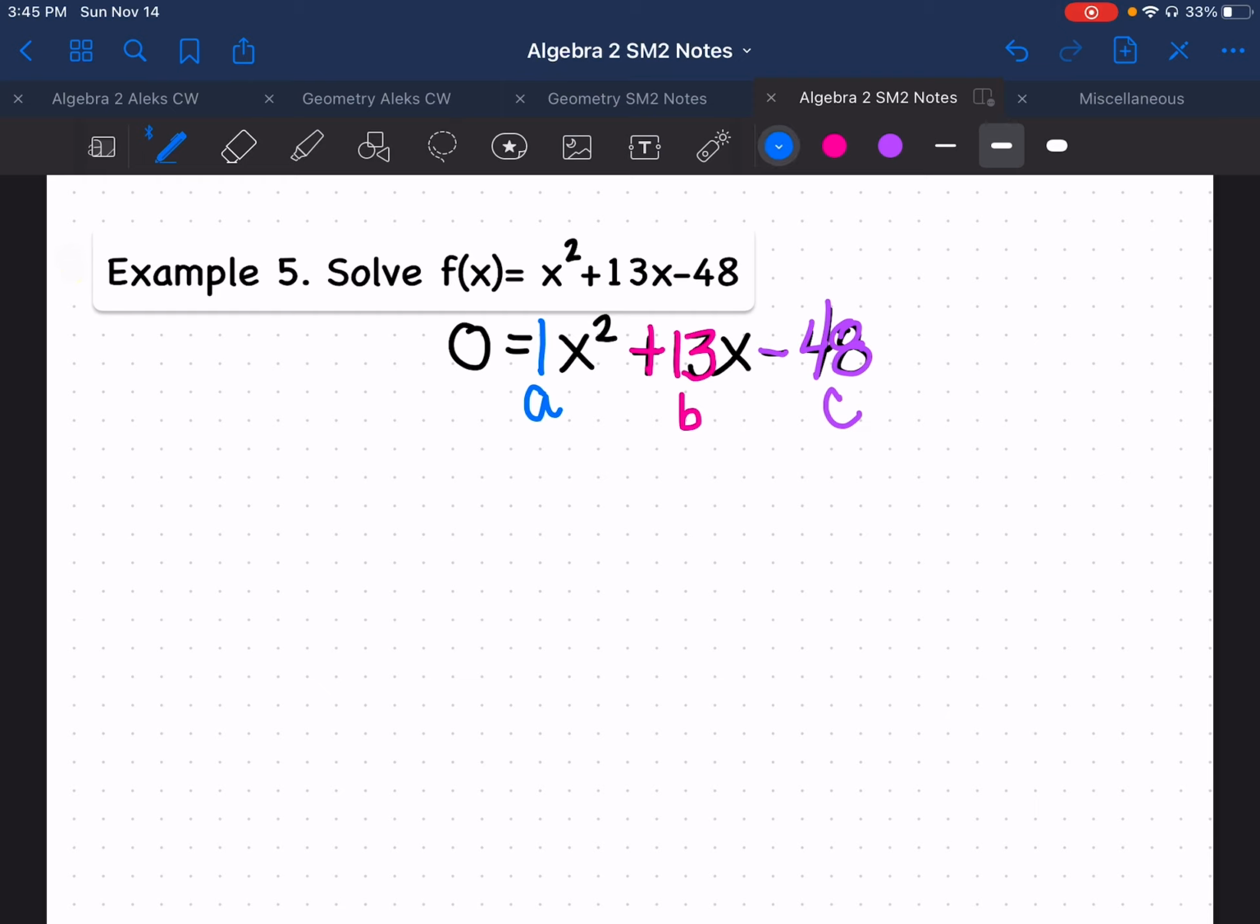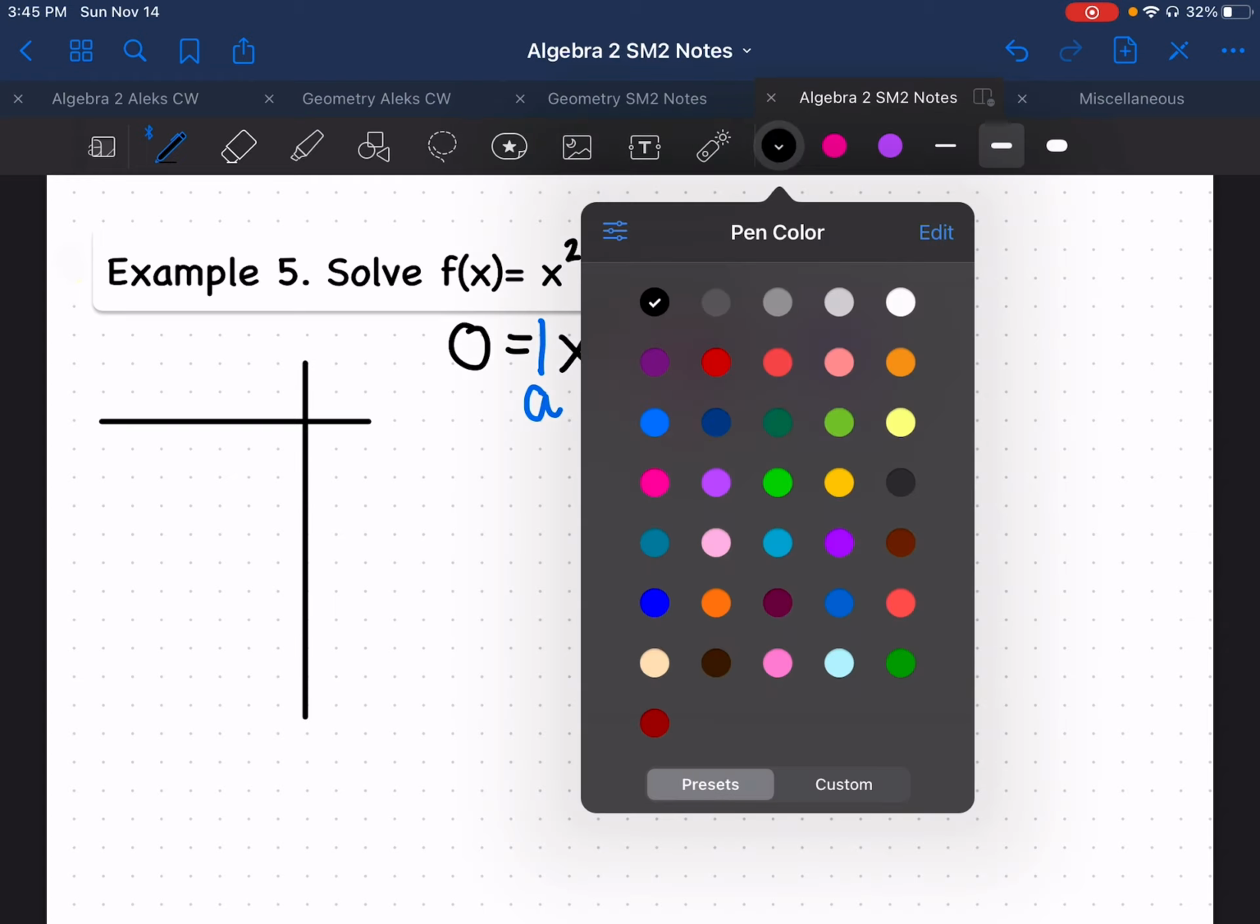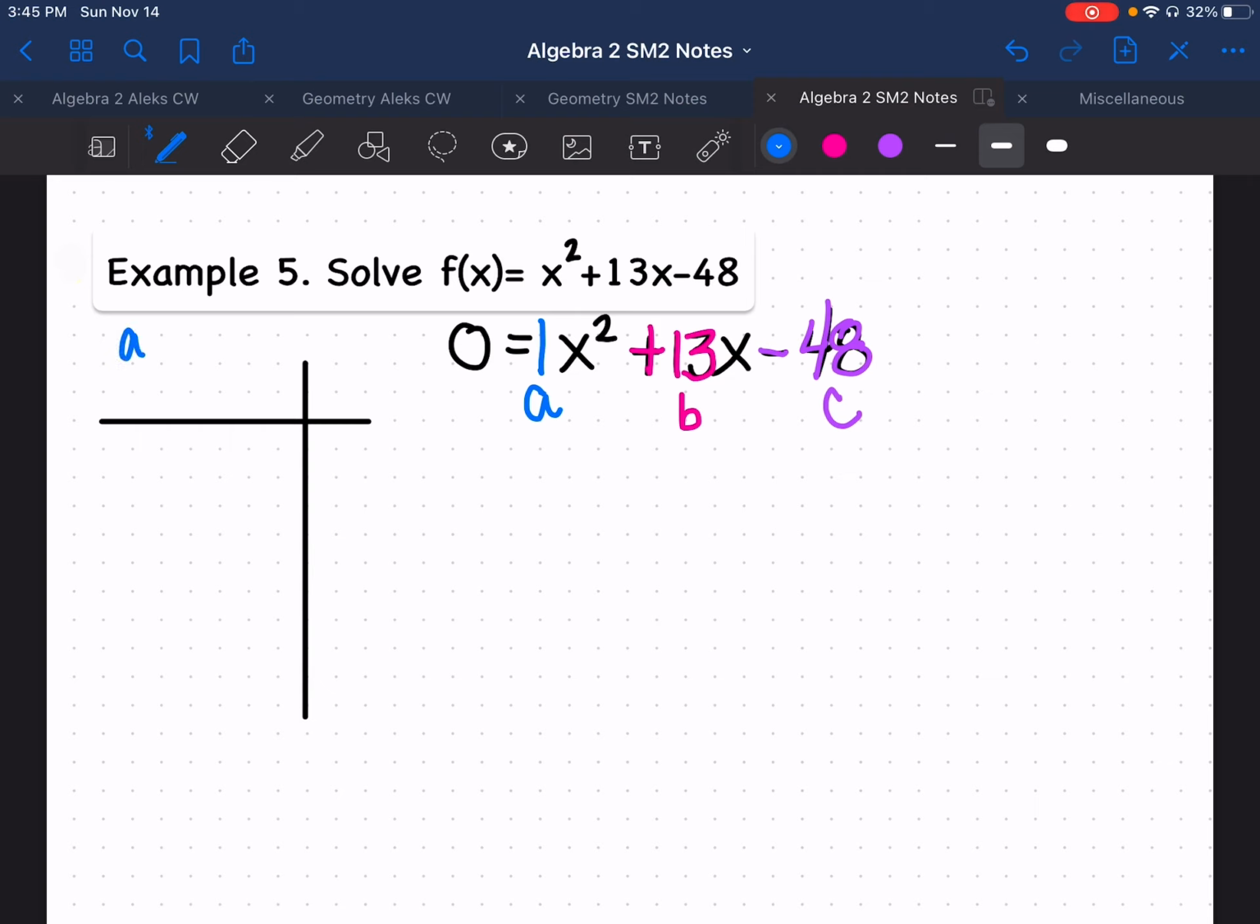I also like this example because 48 has a lot of factors, and it's good to see something with a lot of factors. So here we go. We've got a, which is 1, times c, which is negative 48. Yes, I'm going to put the negative in there. You bet your bottom dollar I am, because it's going to make a difference. This is telling my head that one of these two terms must be negative and the other has to be positive. It's the only way we can get a negative answer.